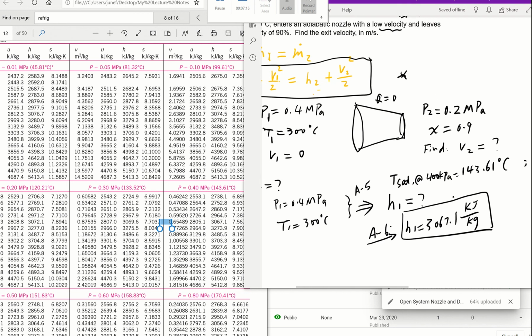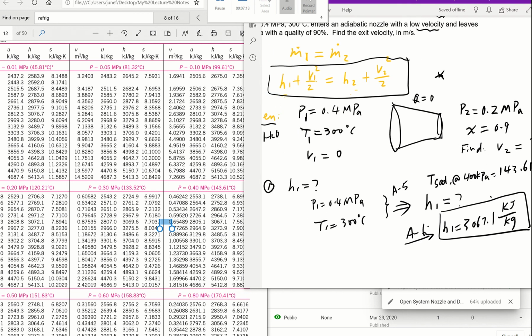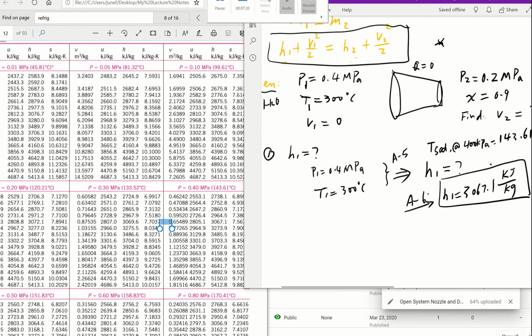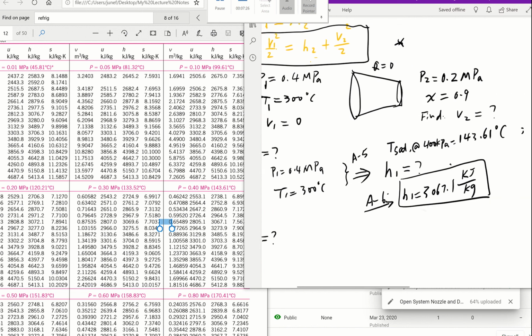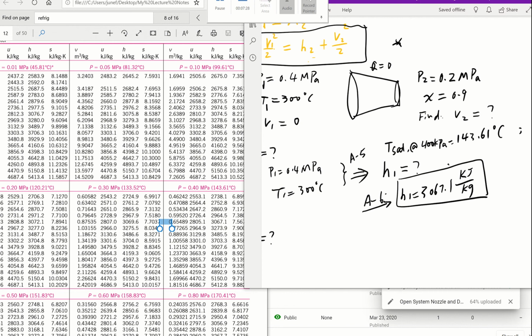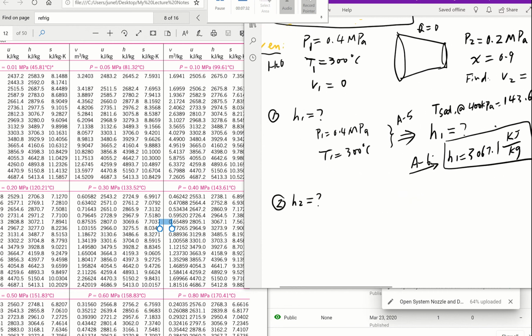Now we're going to go back to this equation, figure out H2. That's our second step. Find H2. H2, so that's the outlet. They give us the pressure, they give us the quality. So we know state 2 is a mixture. Since it's a mixture, H2 is going to be equal to this equation, HF plus X HFG.